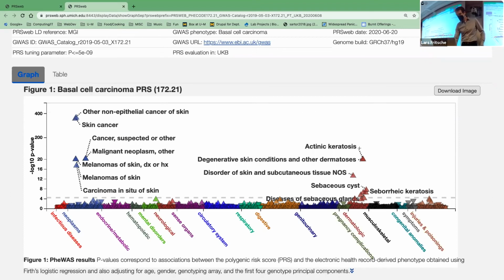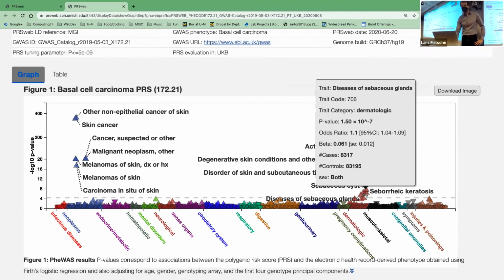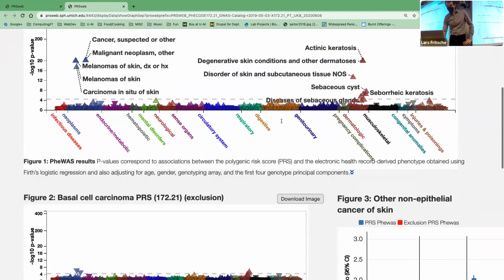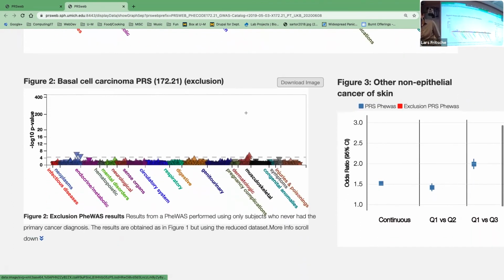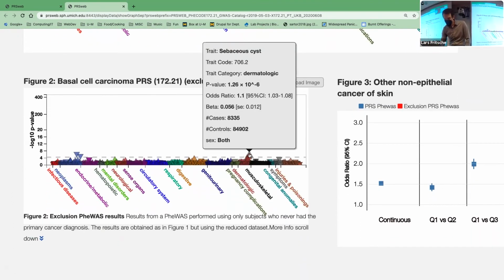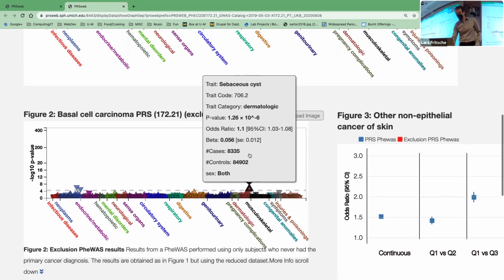But also you can see that there are dermatological traits in here that seem to be associated. And so when you look at the exclusion PRS GWAS, in this case, you can see that there is a trait called sebaceous cyst that is associated with this PRS also in the exclusion PRS GWAS, meaning that this trait itself seems to have a shared genetic component. And here, likely coming from the pigmentation again.